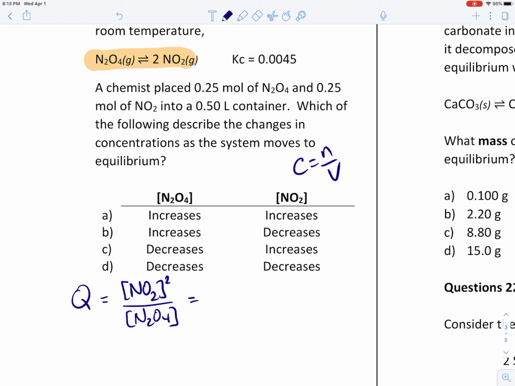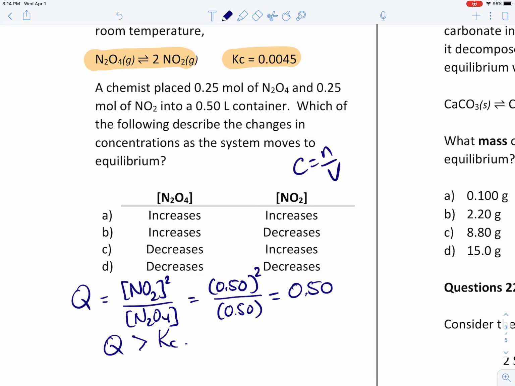So here we can take the 0.25 moles divided by 0.50 liters, and we get a concentration of 0.50 molarity for both the NO2 and the N2O4, which means the value for Q here is going to be 0.50. So right away we can see this was not at equilibrium because Q is not the same as the Kc up above. But more than that, we can see that the Q is actually greater than the Kc. And as we said earlier, that means a reverse shift will happen.